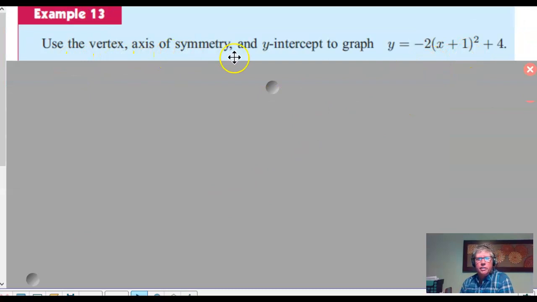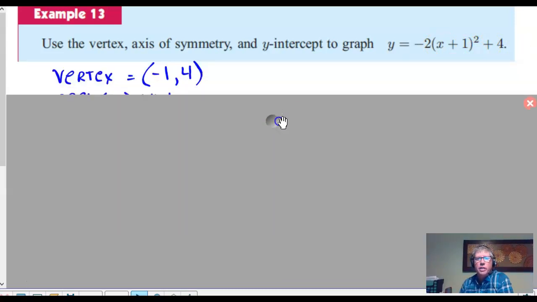So use the vertex, axis of symmetry, and y-intercept to graph. All right, so right away, you want to ask which form is it? What information is it giving me? This is called vertex form, so believe it or not, it's going to give you the vertex. So if you're looking at this, I would say the vertex is -1, +4. That's cool. I already have a point. I know it opens down. So I have a pretty good shot at sketching this already. But they want the y-intercept, so mark it on the y-axis. So you have to step it up just a little bit.